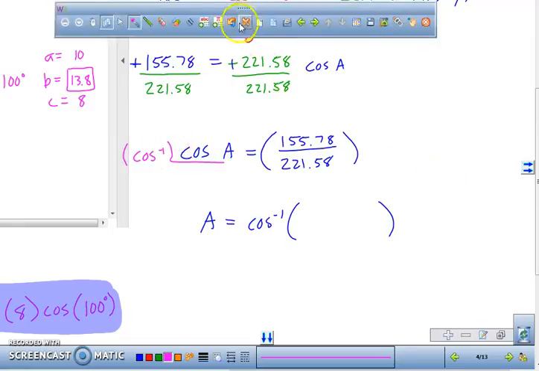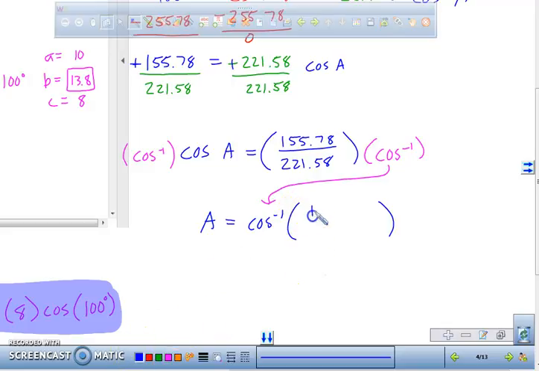Board's away. So basically, when you apply the inverse to both sides, where do I put the inverse? I always have to lead out with it. Okay? So the inverse of cosine is 155.78 divided by 221.58. And that will give us the approximate value for A in degrees. You can do that in the calculator right now.